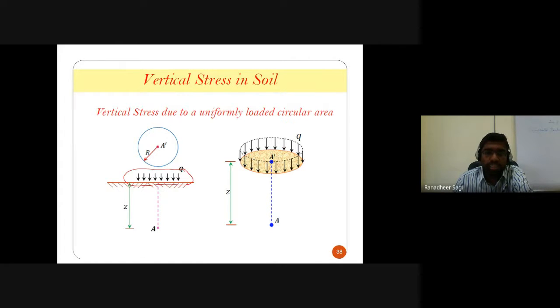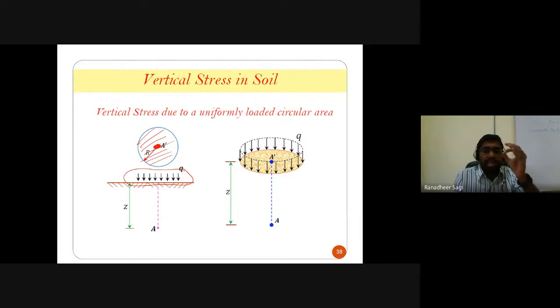This is the representation of the uniform pressure. In the plan view, this is indicating the circular loaded region, not the rectangular loaded region. It's a uniform pressure applied over that complete circular cross-sectional area over the ground surface. So, at the center of the loaded region, this is the point I am referring to.